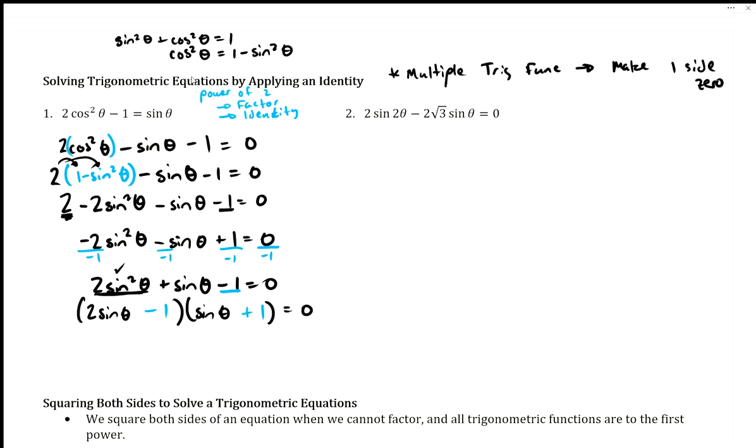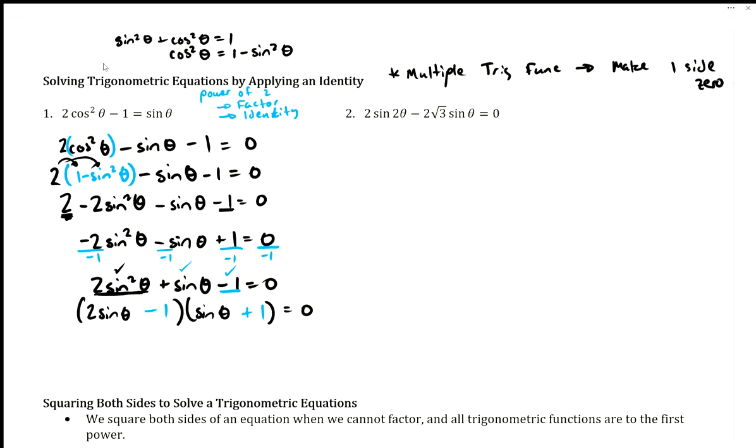All right, and when we double check, notice 2 sine of theta times a positive 1 would be 2 sine of theta, and then minus 1 sine of theta would be positive 2 sine theta, or positive sine of theta. So it does match. And then negative 1 times positive 1 is negative 1. Okay, so that shows that we did it correctly. Remember, if you factor, you can always check by multiplying.